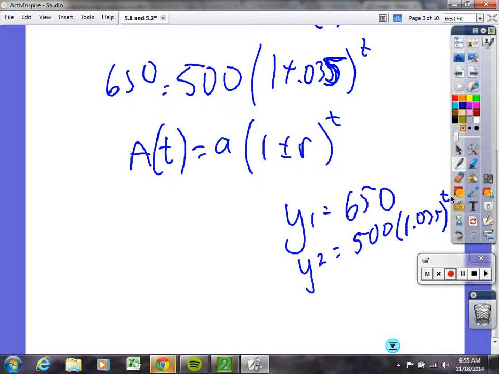What do you guys think for your x's? Hopefully you'll make 150 bucks in 20 years, right? So let's go 0 to 20 for our window. So 0 to 20 for my x, 0 to 700 for my y. Hopefully you can see the intersection. And then you've got to remember, how do we find intersections? We go second, calculate. That's what the 650 is, a straight line.